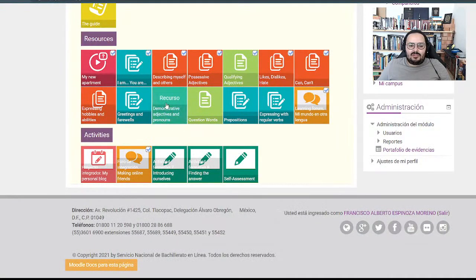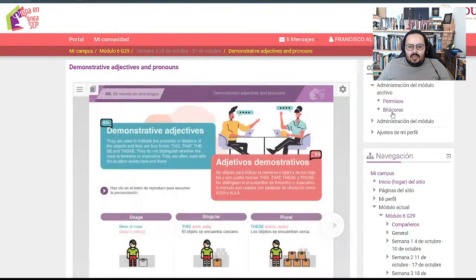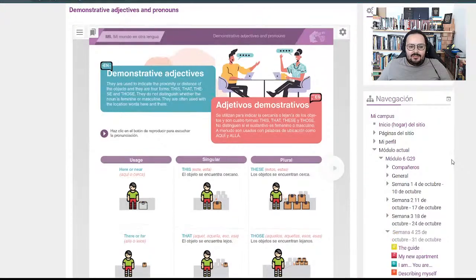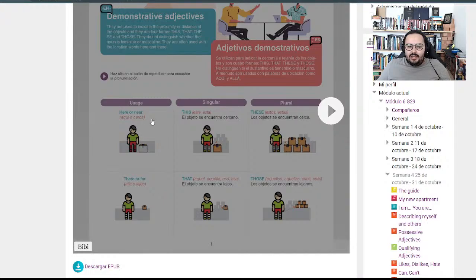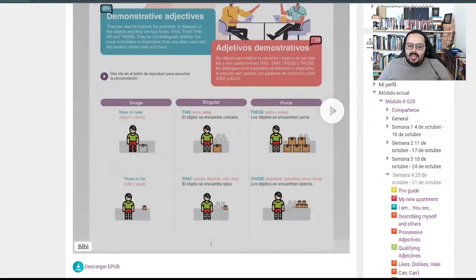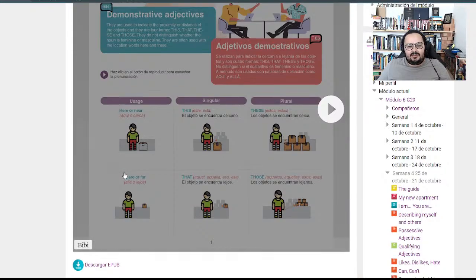Now we have the demonstrative adjectives and pronouns, and you can read this. The demonstrative adjectives are the ones used to talk about how close or far is something, and those are near, this, or these. Near, it is like aquí o cerca. This, este o esta. These, estos o estas.